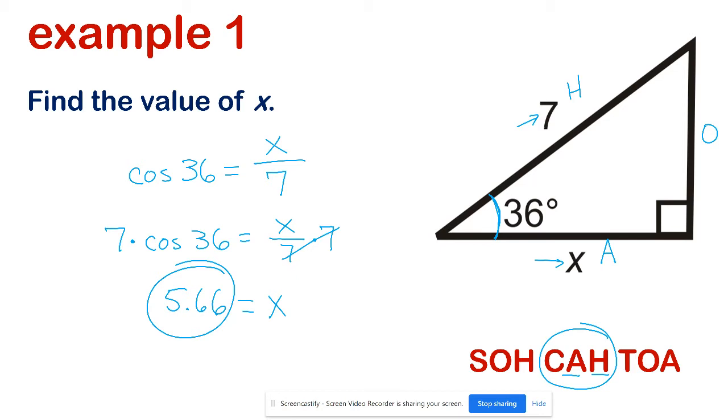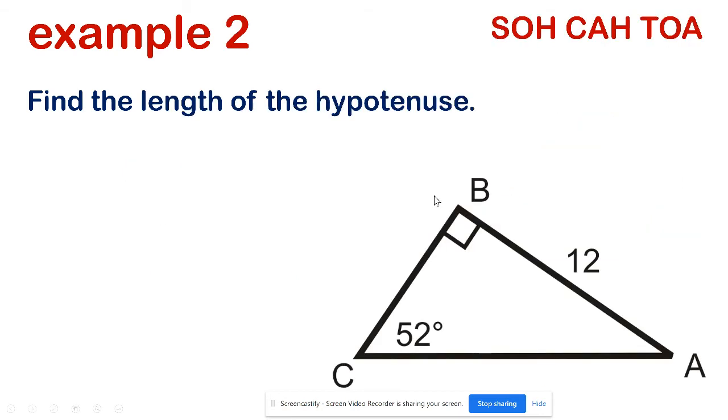But there are some variations. So we're going to do some more examples here. So here it says find the length of the hypotenuse. So we don't have a variable on the diagram right now, but it says hypotenuse. And I know my hypotenuse is the side that's opposite the right angle. So it's going to be side CA here. So that's what I'm looking for, is that side.